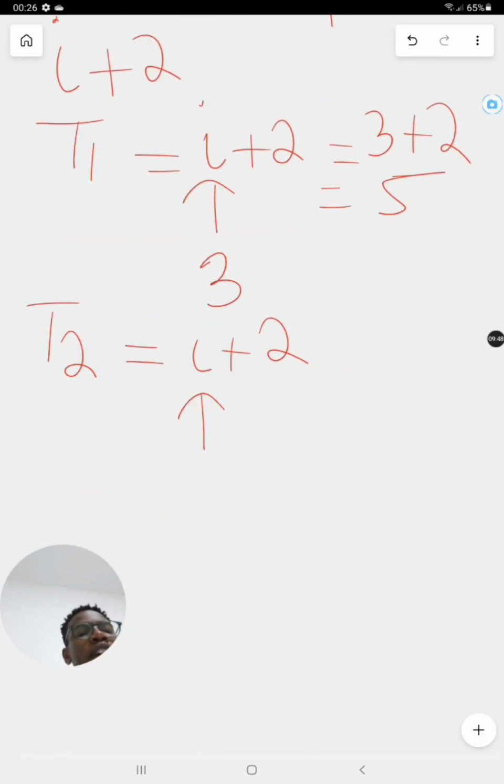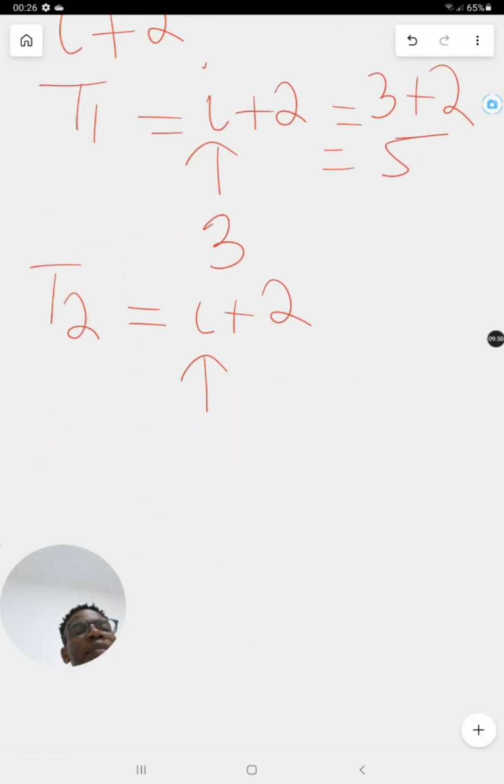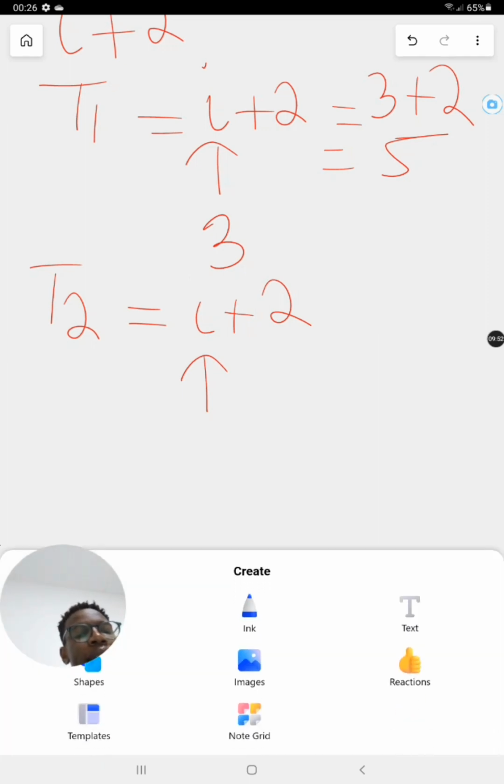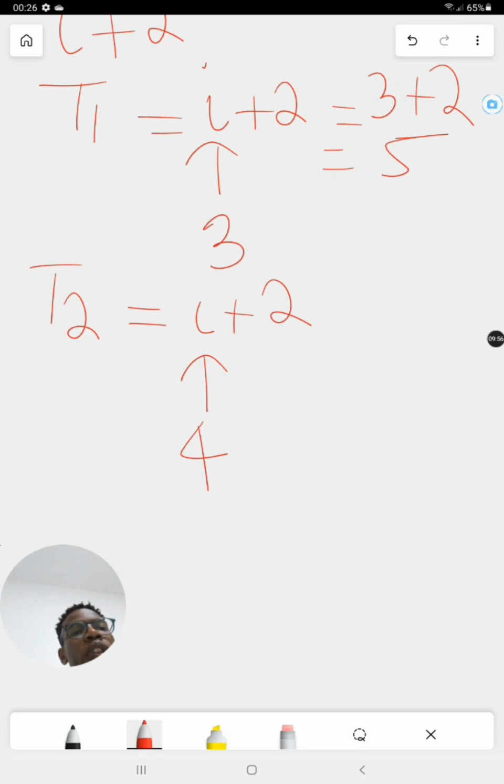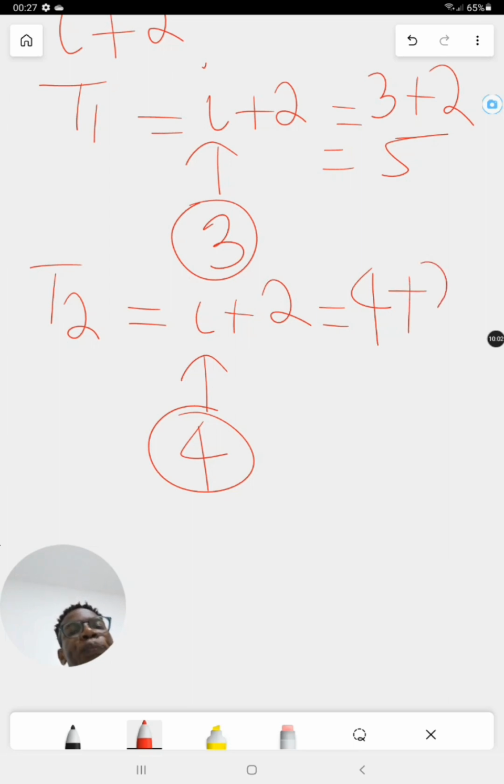So if we go back down here, I say term number 2 is i plus 2, where i is equal to 4. You started with 3, now i is 4, meaning that this is going to be 4 plus 2, meaning that this is going to be 6. So that's 6, and then that's 5.